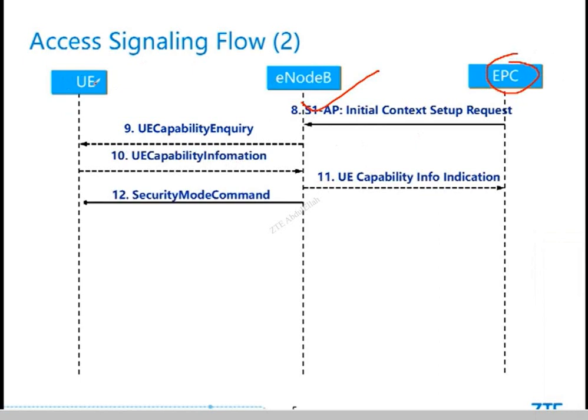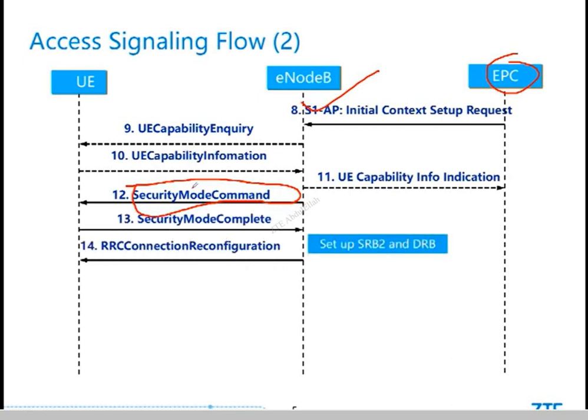Okay. And after 11 is the security mode command. This security mode is between the UE and the eNodeB, okay? Because in the authentication and security steps, we saw the security mode between the UE and the EPC, but security is also needed between the UE and eNodeB. So we have a security mode command in the 12th step. And after security mode, you can see the RRC connection reconfiguration.